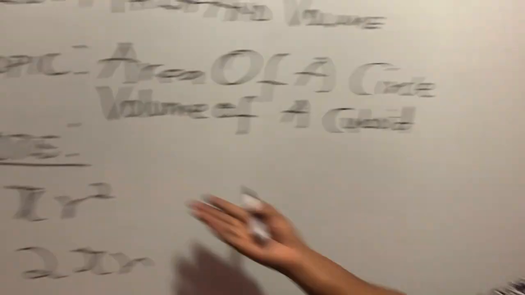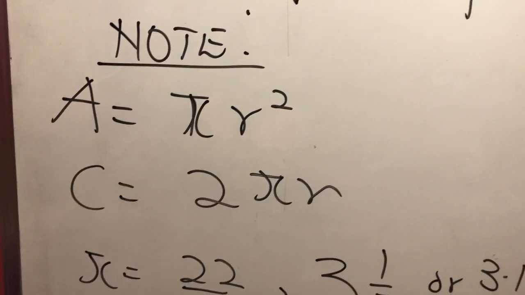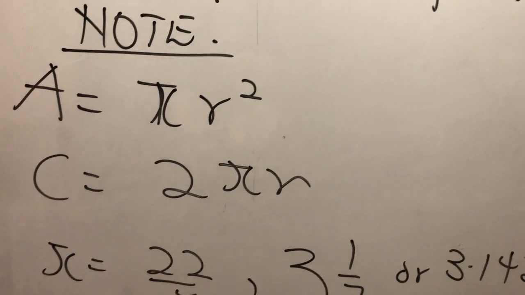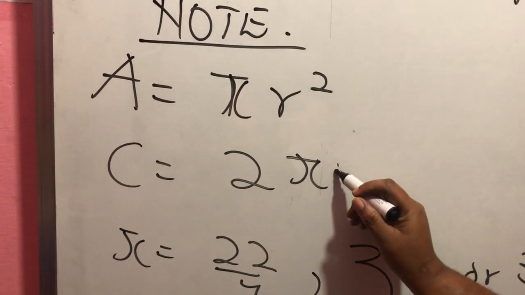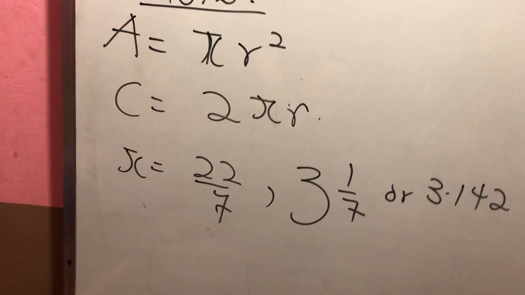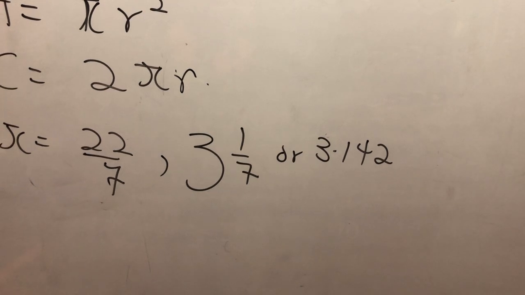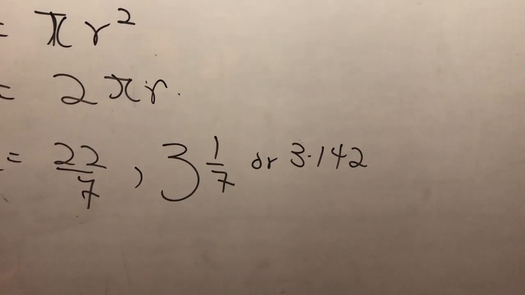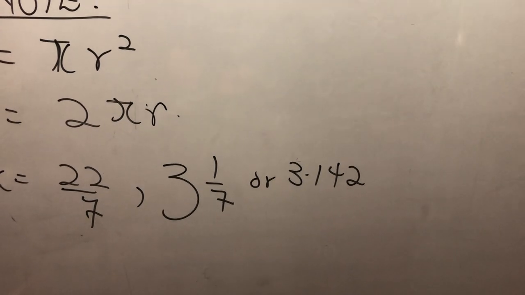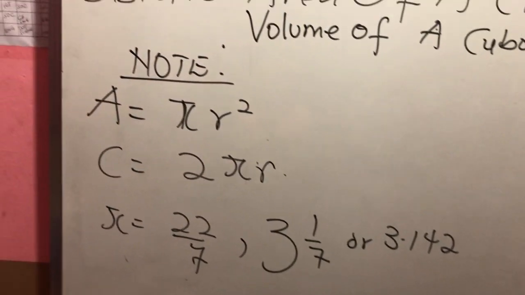Area of a circle is what? Pi r squared. Area of a circle is pi r squared. And the circumference of a circle is 2 pi r. Then we all know that pi is equal to 22/7, which is the same as 3 whole number 1/7, and it's also the same as 3.142.